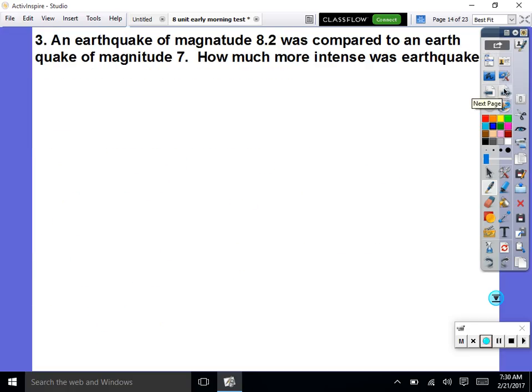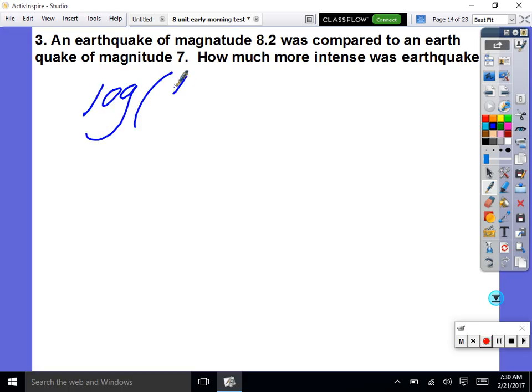Okay, it says an earthquake of magnitude 8.2 was compared to an earthquake of magnitude 7. How much more intense was earthquake 1? Now on the test, I'm telling you right now, when you compare your earthquake magnitudes, it's not going to come out negative. So if it comes out negative, switch them, because you put the wrong one first. On the test, it's kind of confusing which one you're putting as earthquake 1. Does that make sense? So I'll give you the equation.